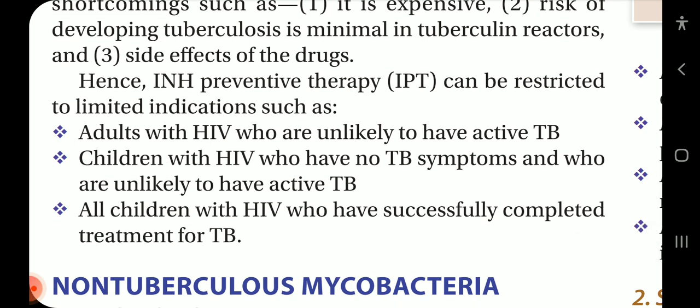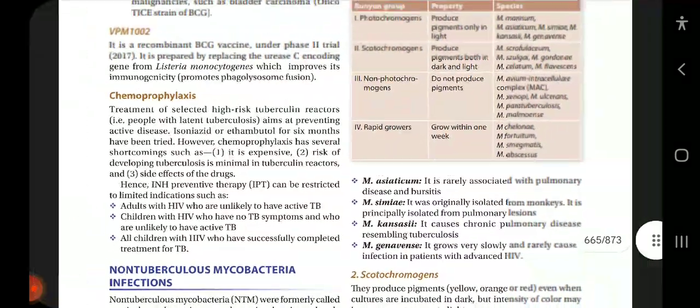Hence, INH preventive therapy, IPT, can be restricted to limited indications such as adults with HIV who are unlikely to have active TB, children with HIV who have no TB symptoms and who are unlikely to have active TB, and all children with HIV who have successfully completed the treatment for TB.